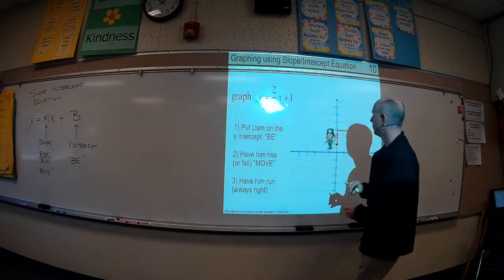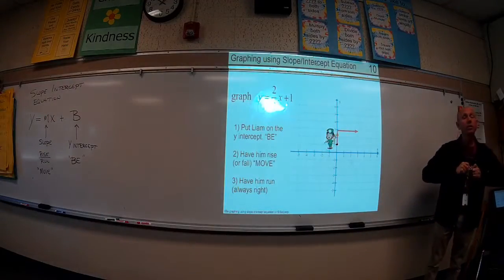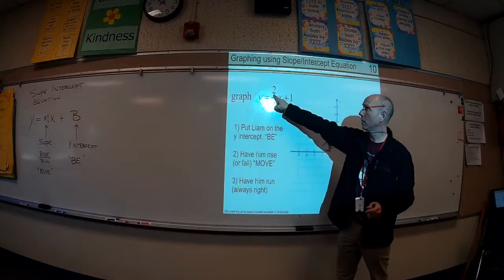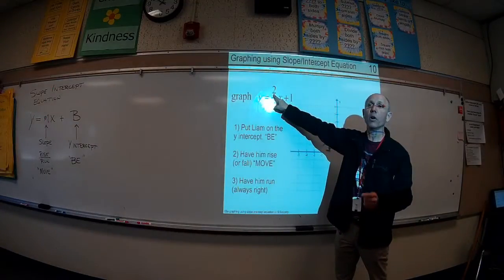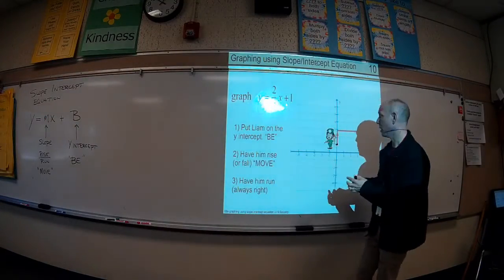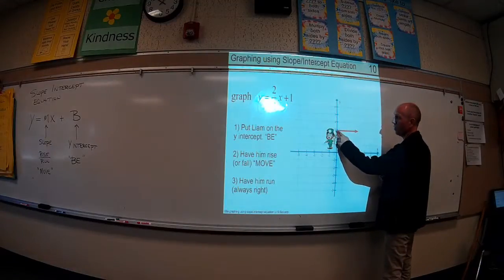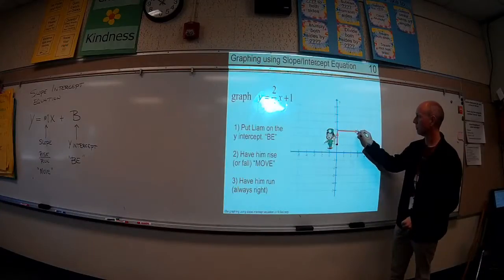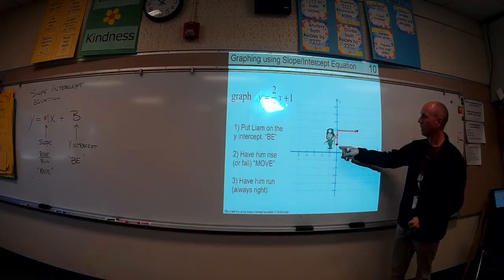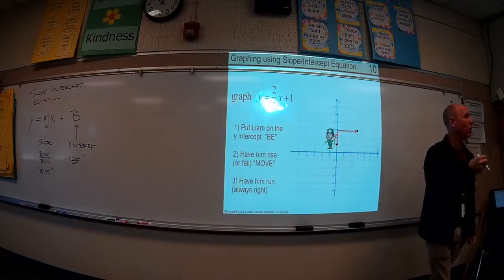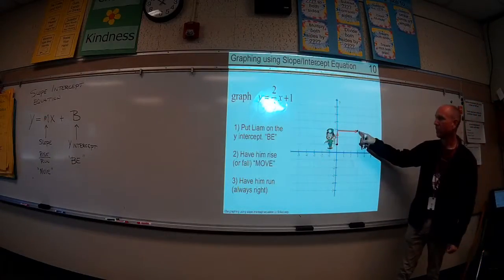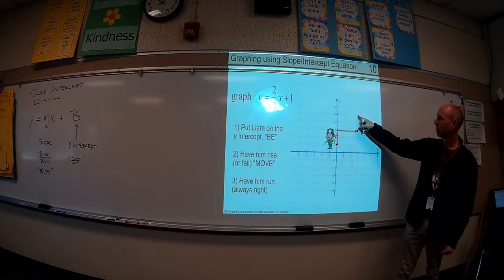Run. How does Liam want to move? He wants to go up 2 and over 3. Here he goes. Ready? 1, 2, 1, 2, 3. Each of these points is Liam dropping a little gold coin. Let's do it again. He's right here. How does he want to move? Up 2 to the right 3.